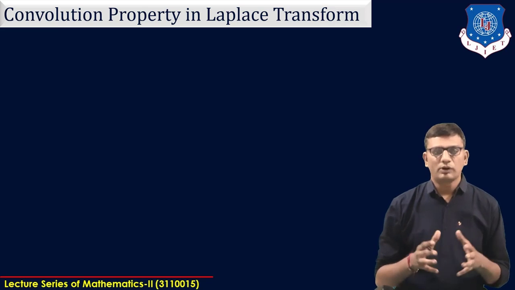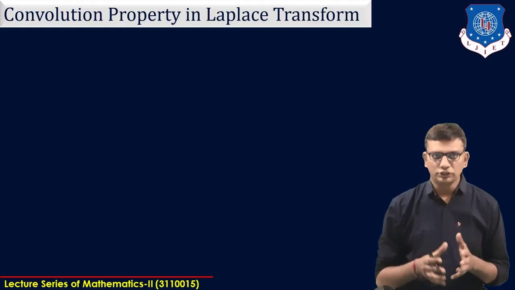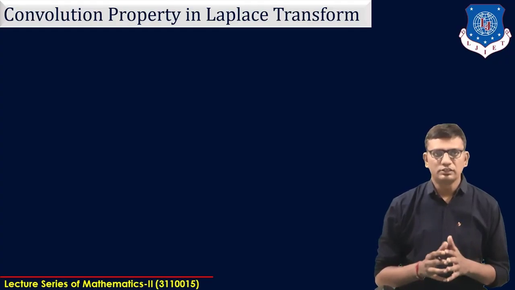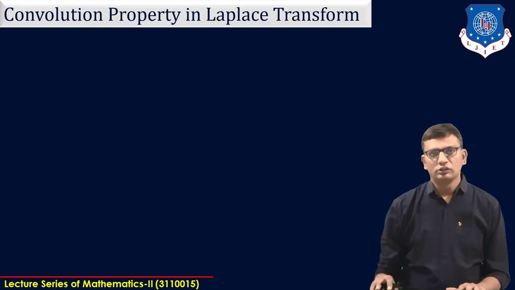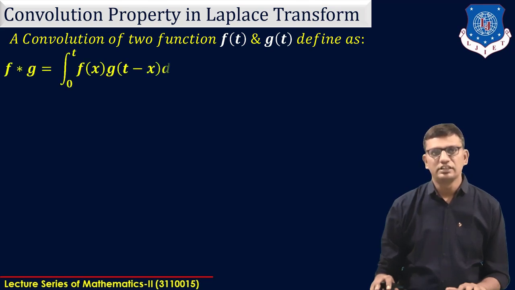Before starting this property, we should understand what a convolution is. Convolution is a binary operation between two functions, and the convolution of two functions f(t) and g(t) is defined as f star g, which is the integration from 0 to t of f(x) g(t minus x) dx. Here we are integrating f(x) and g(t minus x) with respect to x, and during the convolution integration, t is constant.